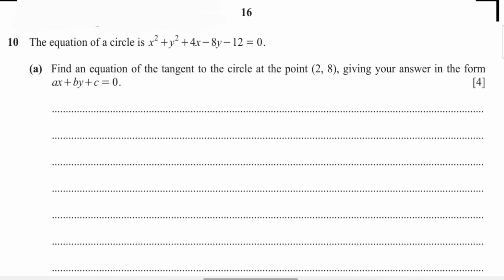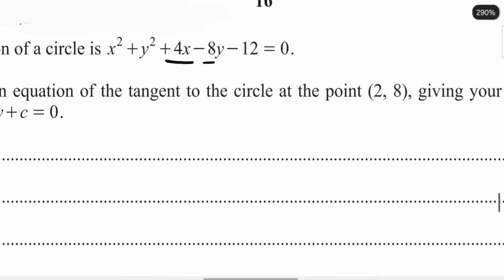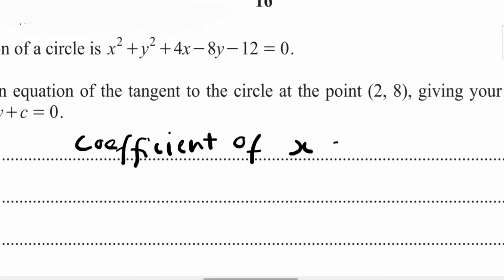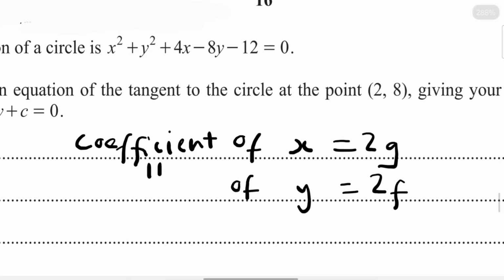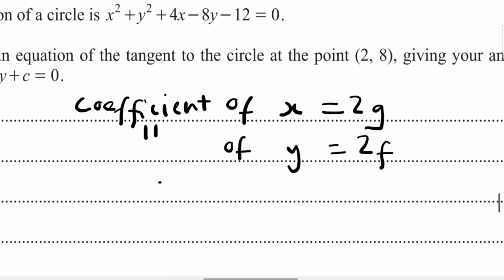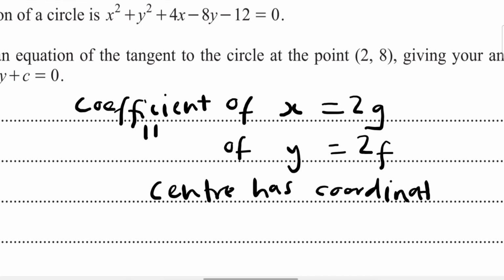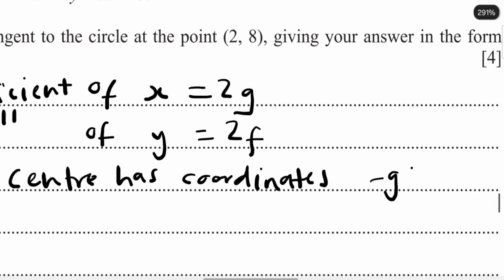Alright, so whenever you see this expanded form of the equation of a circle, you need to remember that the coefficient of x is 2g and the coefficient of y is 2f. With this, you also need to know that the center has coordinates (minus g, minus f), right?